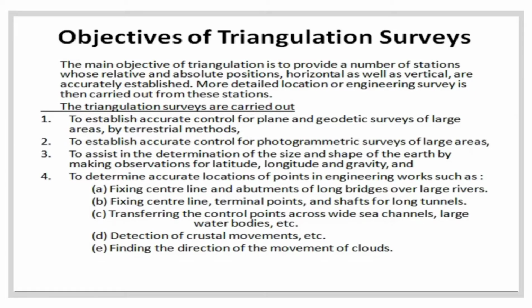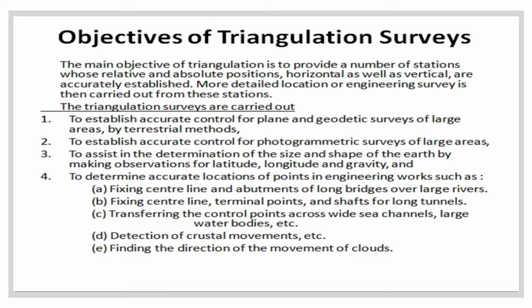Next is the objectives of triangulation surveys. The main objective of triangulation is to provide a number of stations whose relative and absolute positions, horizontal as well as vertical, are accurately established. More detailed location or engineering survey is then carried out from these stations.